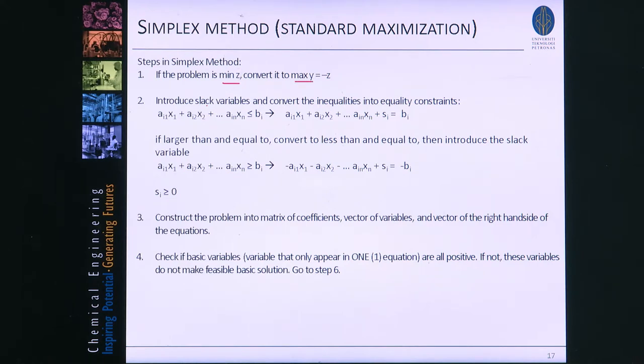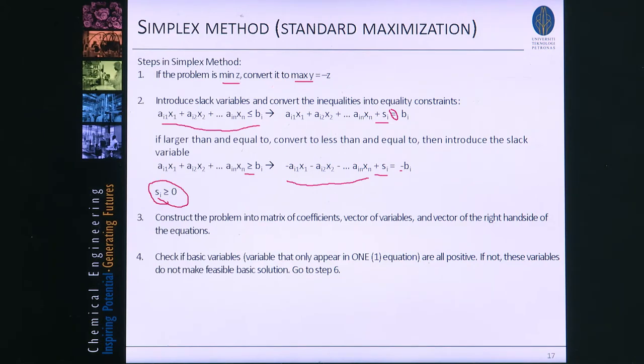And then we introduce slack variables and convert the inequalities into equality constraints. So we have this inequality, and we put the slack variable s, and then we put equals instead of less than or equal to. If we have the opposite sign, like this one, larger than or equal to, then we have to change everything to less than or equal to by multiplying them with minus 1. Once we have them multiplied by minus 1, we introduce the slack variables as well. You can see they're all minus signs. And the slack variable is always positive. This is what we have to remember.